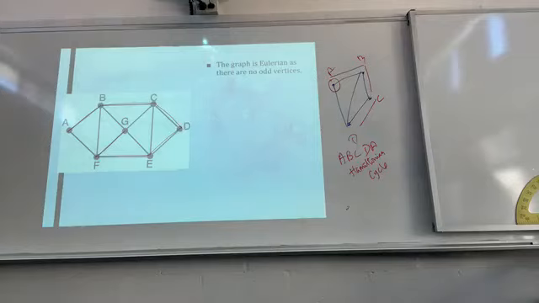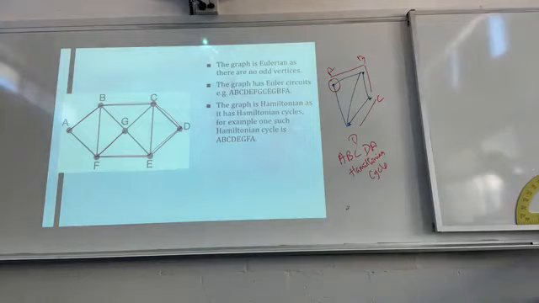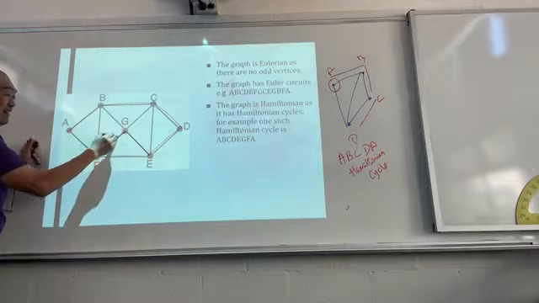The graph is Eulerian, as there are no odd vertices. This is one example, an Eulerian circuit. And the graph is Hamiltonian. It does have a Hamiltonian cycle. B, C, D. Yes, it does have a Hamiltonian cycle. Oh, I did not draw it properly. I can go up here, down, and back. Yes, it does have a Hamiltonian cycle. See, it is tricky.